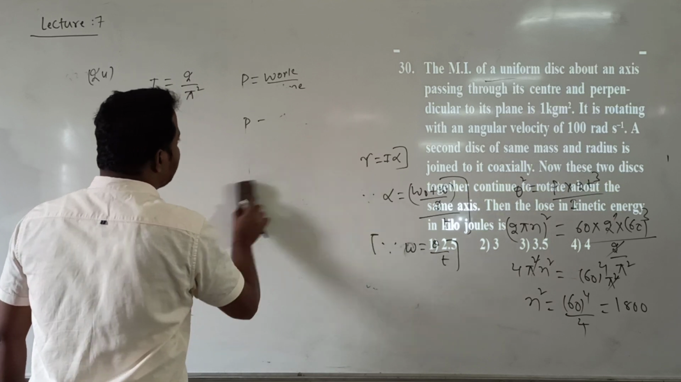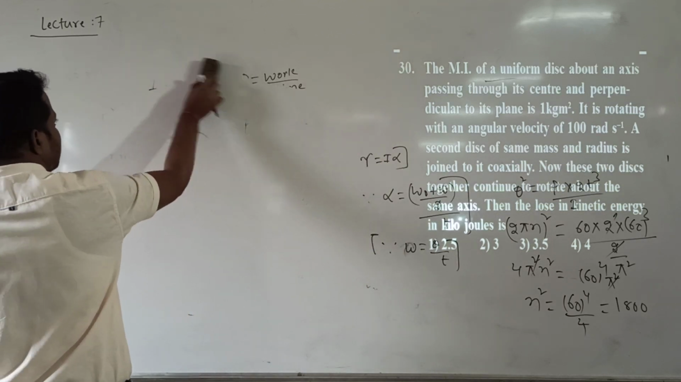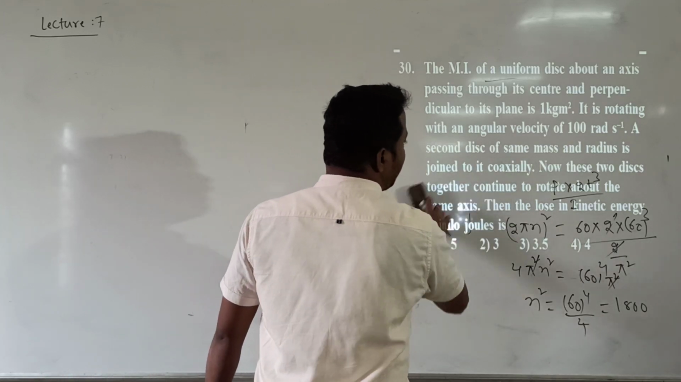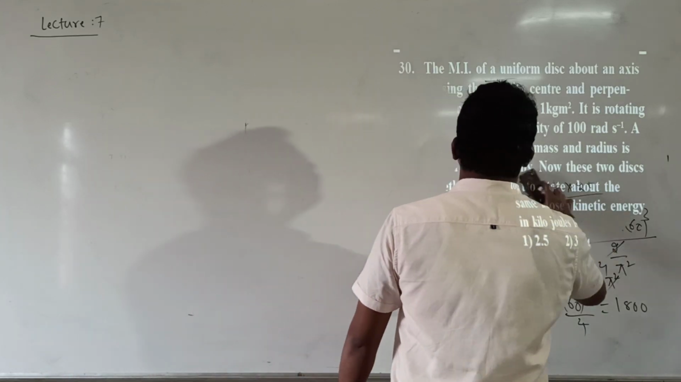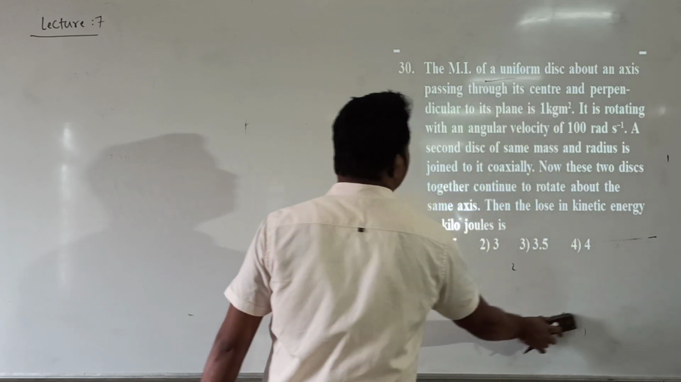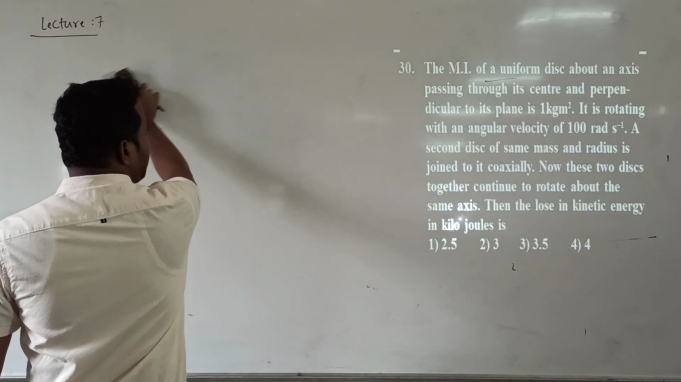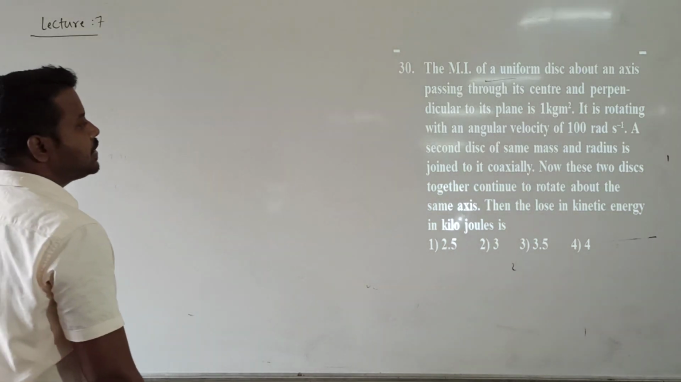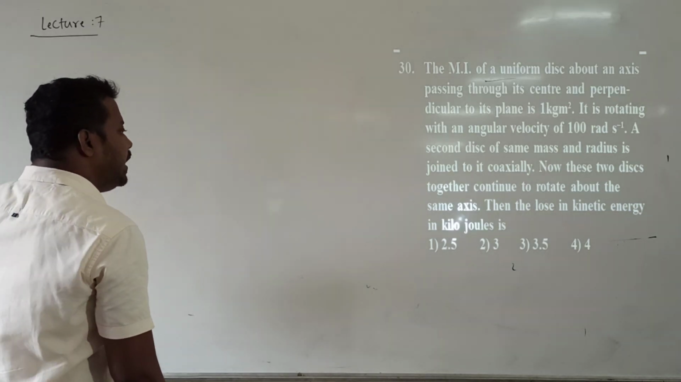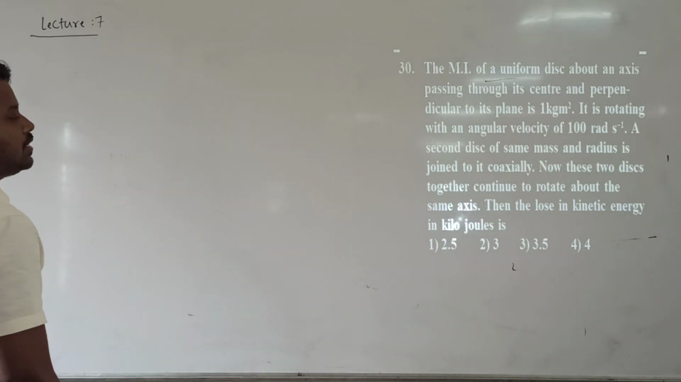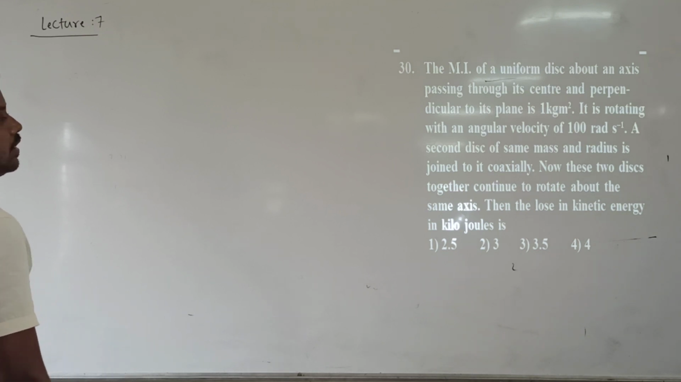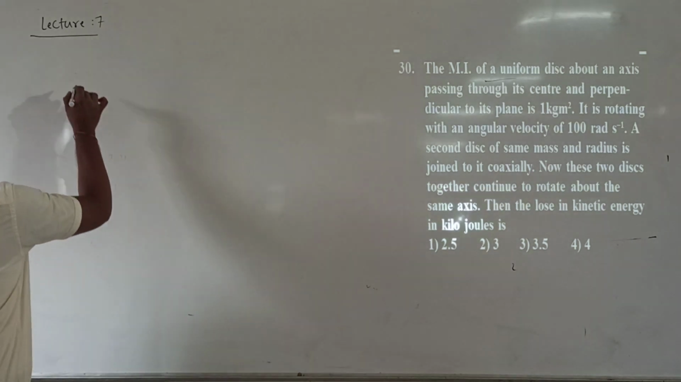So what is this question? The moment of inertia of a uniform disc about an axis passing through the center and perpendicular to its plane is 1 kilogram meter square. It is rotating with an angular velocity of 100 radian per second. A second circular disc of the same mass and radius is joined to it coaxially. Now these two discs joined together continue to rotate about the same axis. Then what is the loss of kinetic energy?